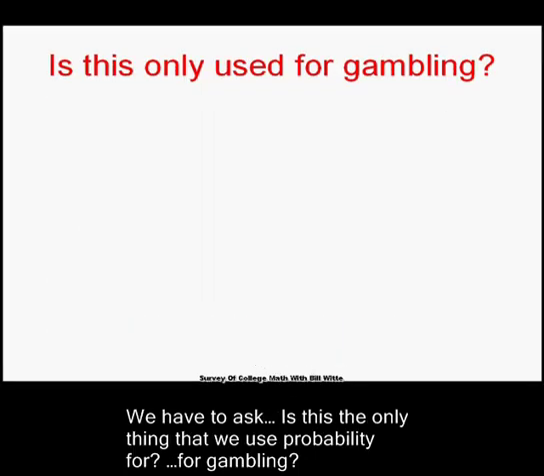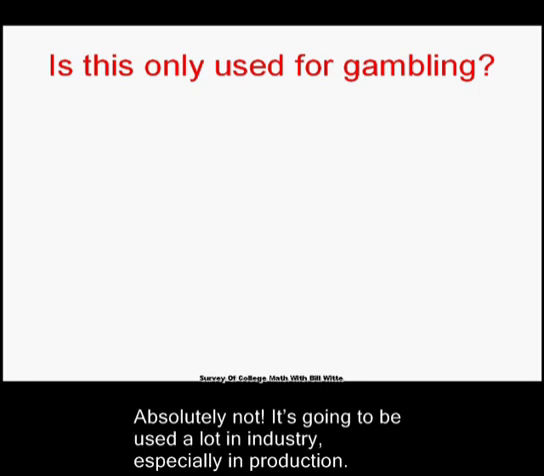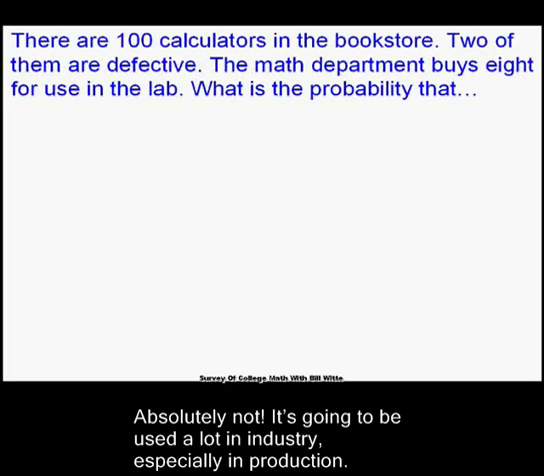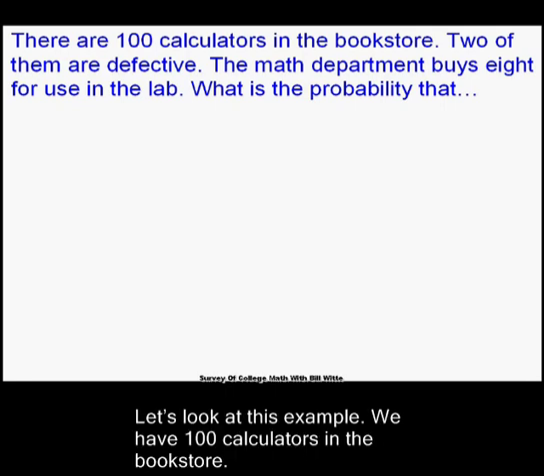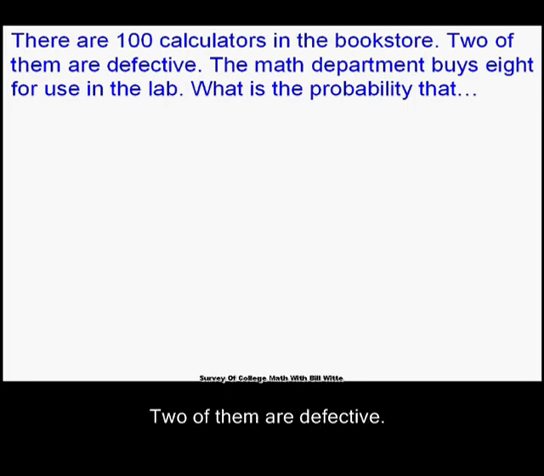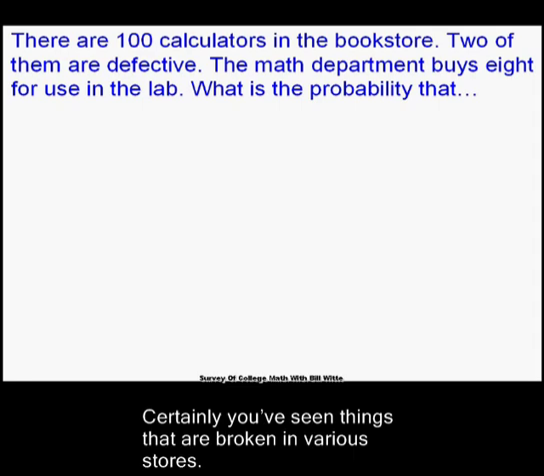Now you've got to ask: is this the only thing we use probability for, gambling? No. It's going to be used a lot in industry, especially in production. Let's look at this example. We've got 100 calculators in the bookstore. 2 of them are defective. You've seen things that are broken in various stores.